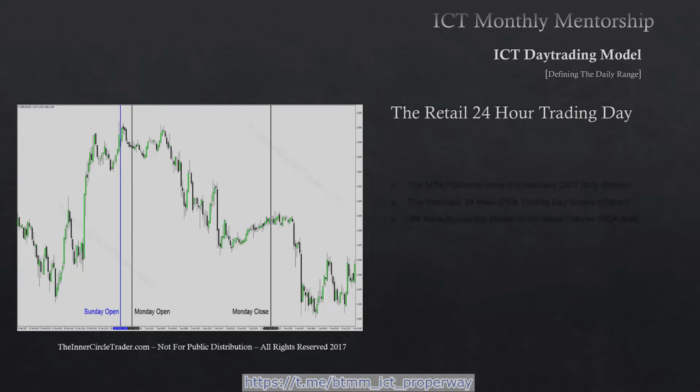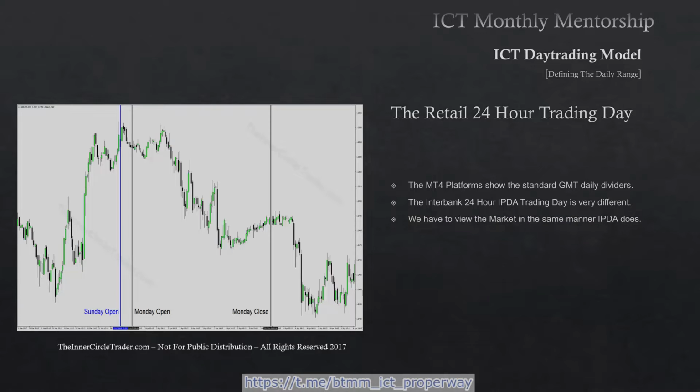Okay, the retail 24-hour trading day. Now, I teach through the MT4 platform, and everyone is aware that if you hold down Control and tap the Y letter, it'll pull up the period separators for the respective time frame you have on your chart. The retail version of the 24-hour trading day is not what we focus on, but I want to highlight the contrast between the two because this is what you see in a typical MT4 platform. The interbank 24-hour IPTA trading day is very different.